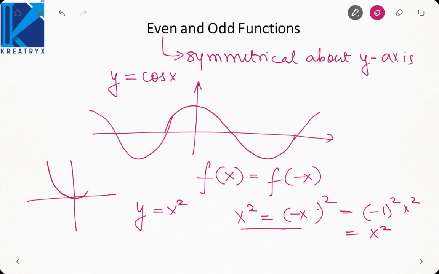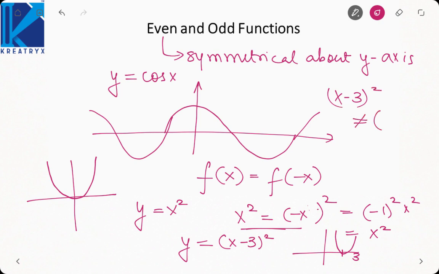Its graph is like this. So the graph on the left-hand and the right-hand side of the y-axis is symmetrical. Whereas suppose I shift this function to (x minus 3) square, then this graph is shifted to x equal to 3. Now it is no longer an even function. Is it fine? Because (x minus 3) square is not equal to (minus x minus 3) square, because this will become (x plus 3) square. So that is what is meant by even function.